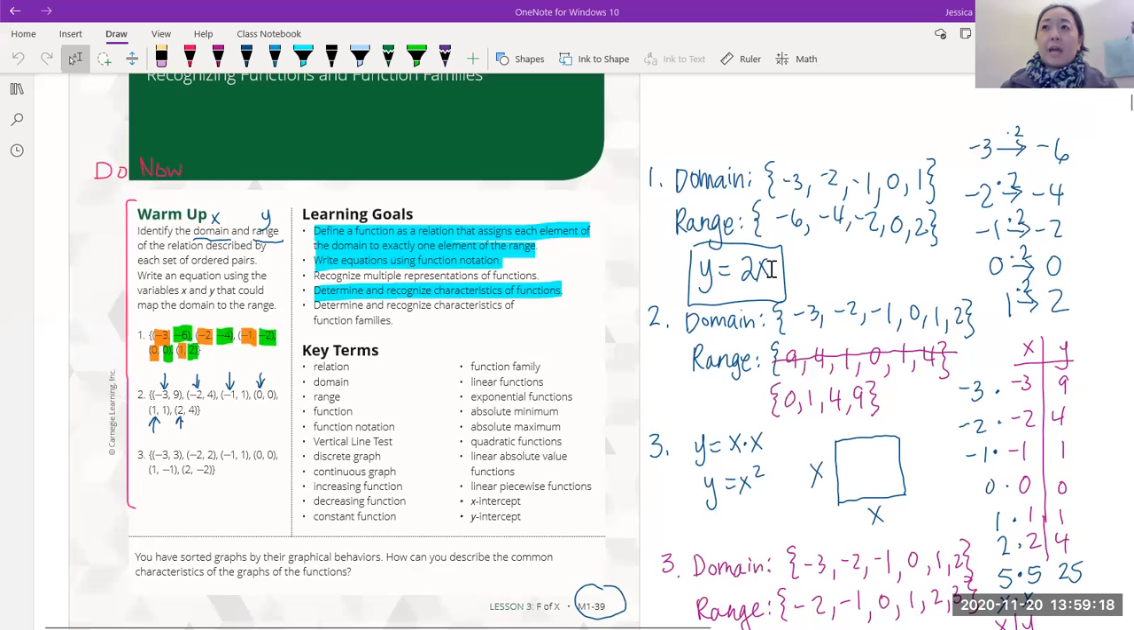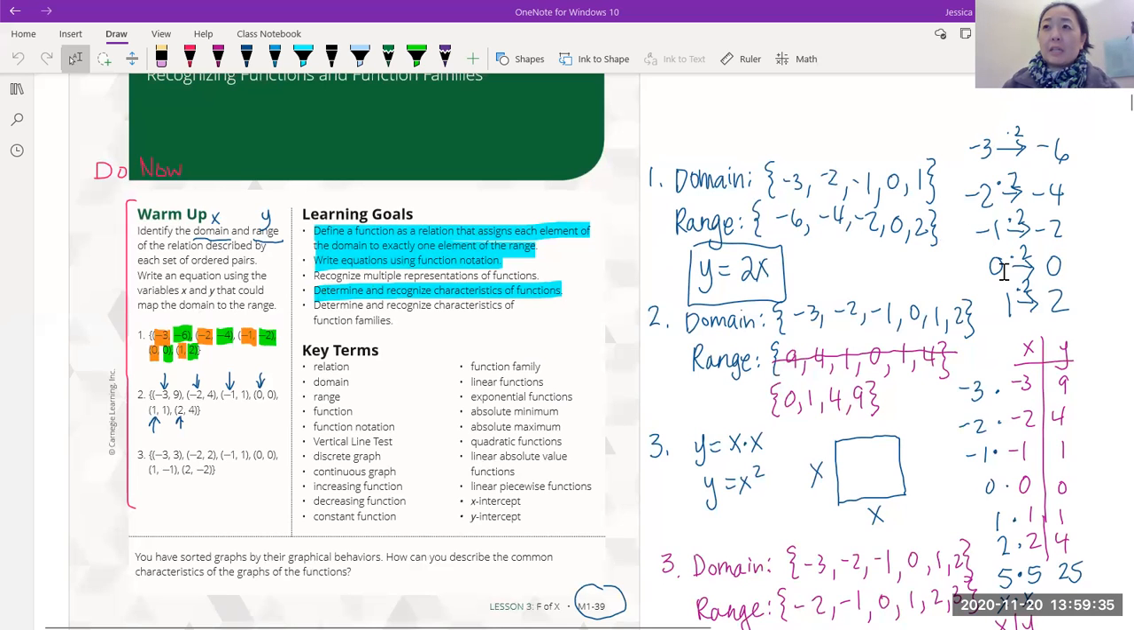All right, and what I like to do is make tables or something that looks like this. So if I put in a -3, I get a 6. I put in a -2, I get a -4. This makes more sense to me. So if you can do it with the ordered pair thing, go for it. Just whatever makes sense to you.